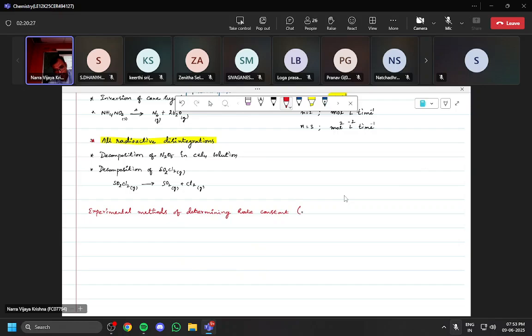In case of first order reactions, we are studying only first order reactions.